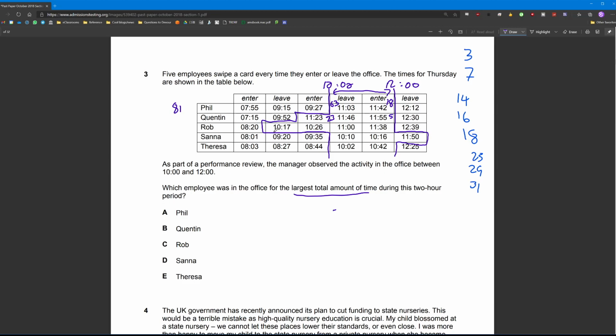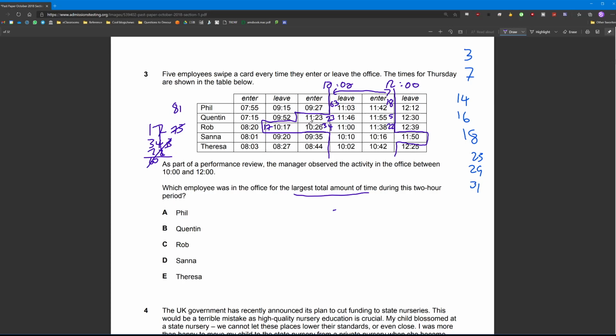We have Rob here, who spent 17 minutes in his first batch, and then 34 minutes in his second batch. That's 60 minus 26. And then 22 minutes in his last batch. So 17, 34, and 22 add up to 60, and this is 13, so 73 minutes. But that's not the most.